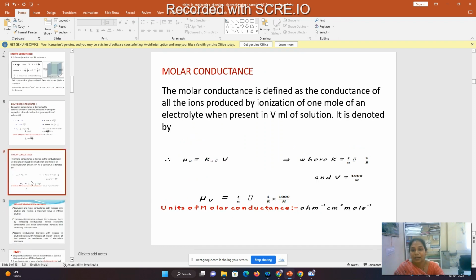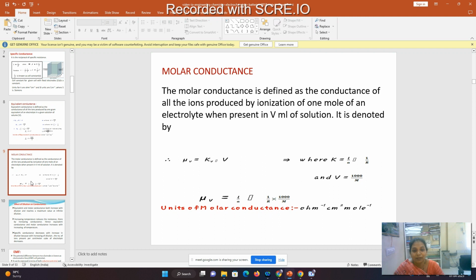Next, molar conductance. Molar conductance is defined as the conductance of all the ions produced by ionization of 1 mole of an electrolyte when present in V ml of solution. It is denoted by mu V. Mu V equals K into V. We know that K equals L by A into 1 by R and V equals 1000 by N.